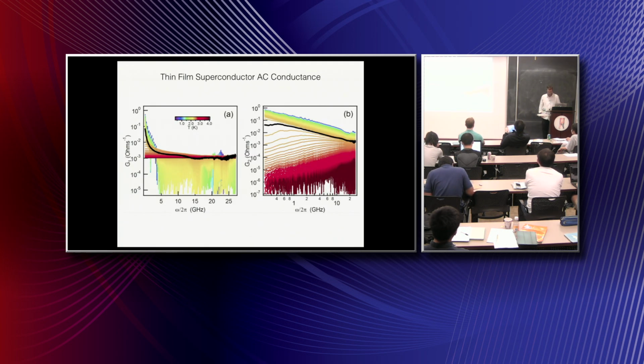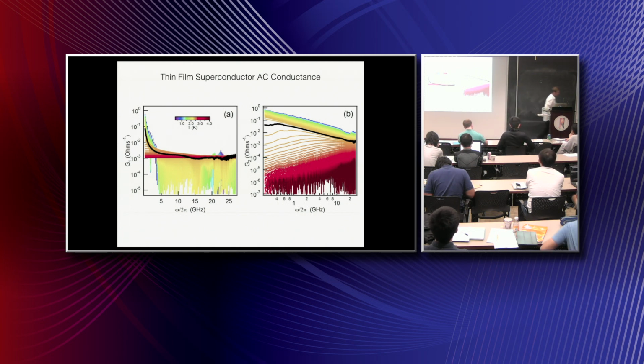So this is data I just showed you. Now I want to show a little bit about some other things here as well. This is measurements from the Corbino geometry of a thin film superconductor. It's indium oxide. It's the real and imaginary parts of the conductance. Conductivity in 2 dimensions has units of inverse ohms, so it's a conductance. Here it's a 2-dimensional superconductor which undergoes a particularly interesting phase transition. Red is warm, blue is cold.